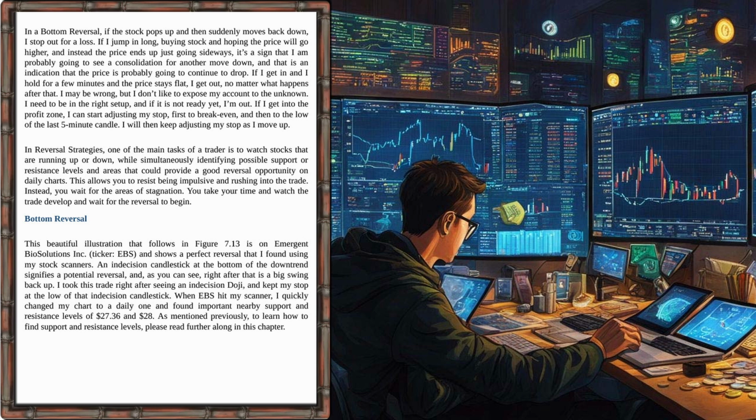If I get into the profit zone, I can start adjusting my stop, first to break even, and then to the low of the last 5-minute candle. I will then keep adjusting my stop as I move up.